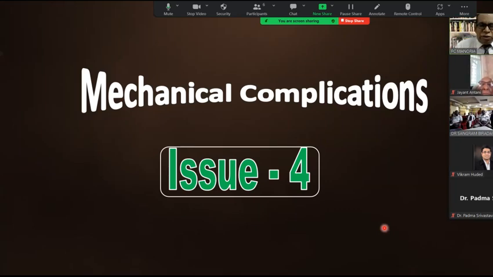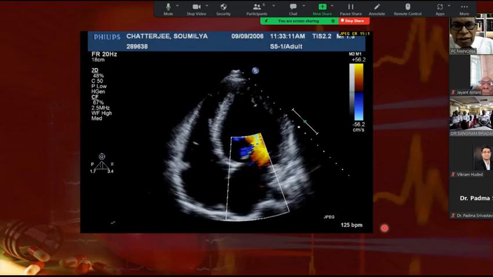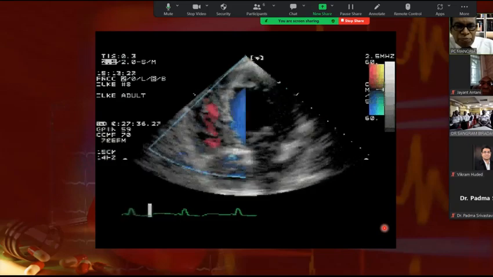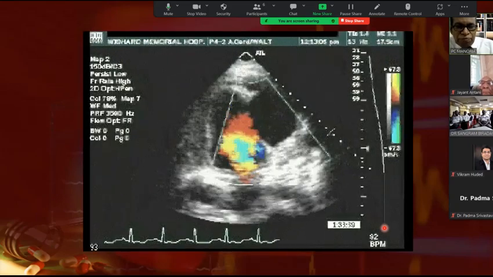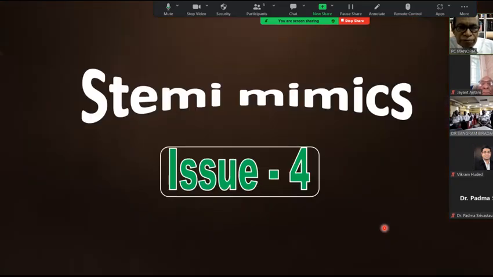The other issue is the mechanical complication. They must be detected early. If a patient of acute myocardial infarction, even after an angioplasty, suddenly deteriorates, or if the patient suddenly deteriorates even in the cath lab, echo must be done. This is mitral regurgitation. This is ventricular septal rupture. This is ventricular septal rupture. Sometimes we even get rupture of the heart or pseudoaneurysms.